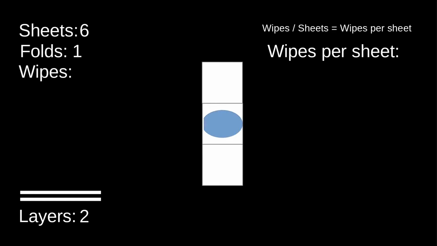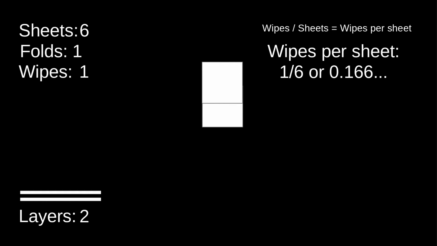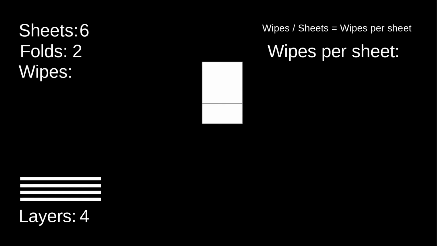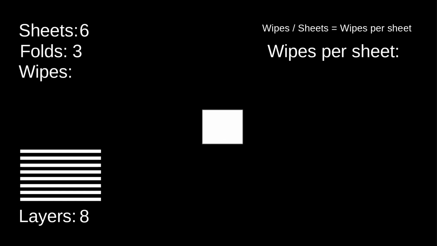So we'll go ahead and do a wipe. Boom. Now we've achieved 1 wipe per 6 sheets, which is effectively 0.166 wipes per sheet. We can do another fold. And that puts us at 4 layers of thickness, and that gives us an extra wipe, which is 2 wipes per 6 sheets, or 0.33 wipes per single sheet. That effectively means that we are using 3 sheets of toilet paper per wipe or something like that.